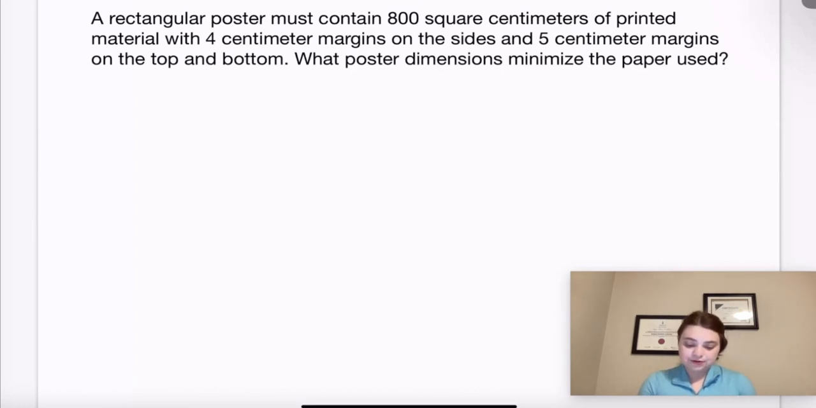A rectangular poster must contain 800 square centimeters of printed material with 4 centimeter margins on the sides and 5 centimeter margins on the top and bottom. What poster dimensions will minimize the paper use? Okay, so first thing I'm going to do is draw this rectangular poster.